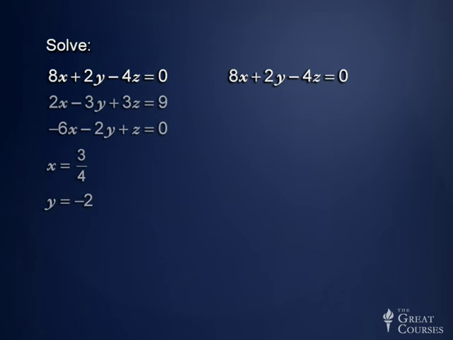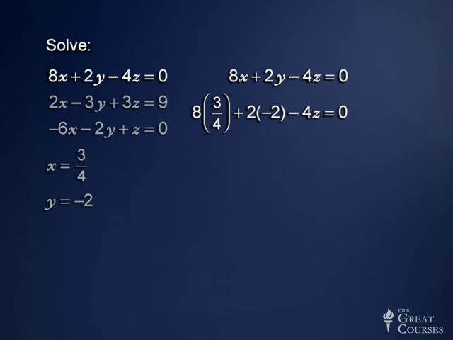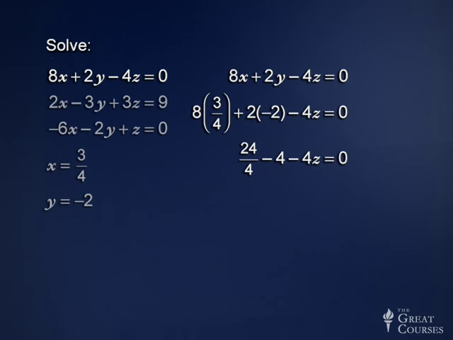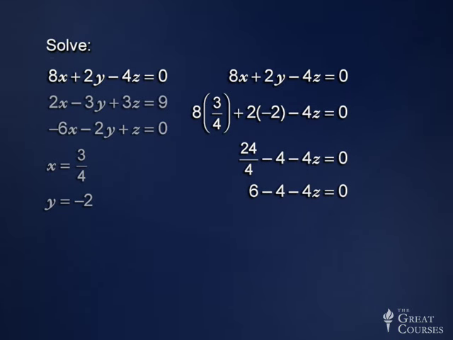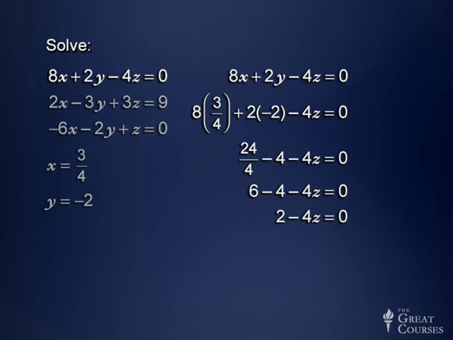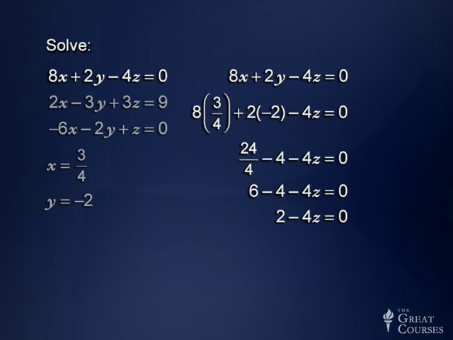Now I'm going to plug in 3/4 for x and negative 2 for y, and then I'm going to solve for z. Let's see what we get. We have 8 times 3/4 plus 2 times negative 2 minus 4z equals 0. 8 times 3/4 is the same as 24 over 4, which is 6. So I'm going to have 6 minus 4 minus 4z equals 0. And 6 minus 4 is just 2. So I have 2 minus 4z equals 0. Now I subtract a 2 from both sides, and that gives me negative 4z equals negative 2.